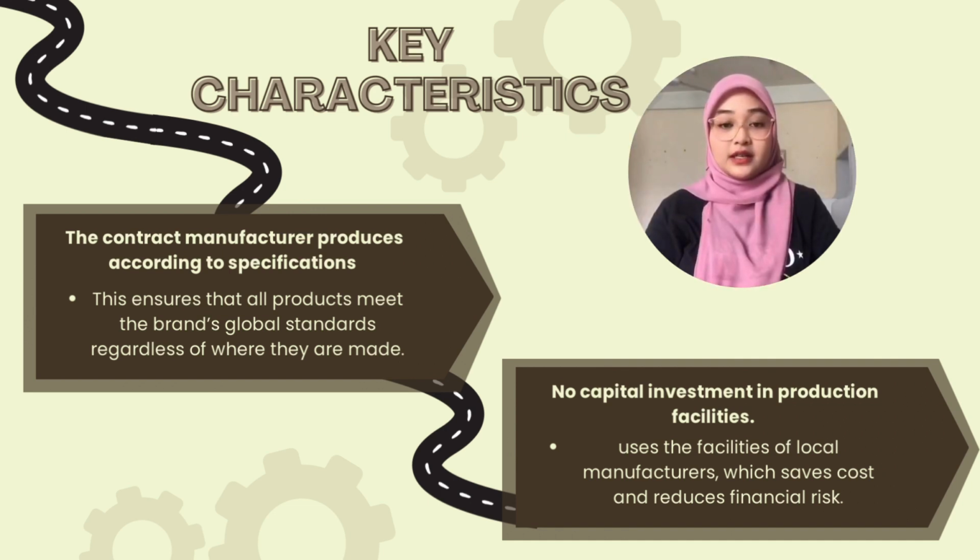Number 5, no capital investment in production facilities. The company does not need to invest in building factories or production plants overseas. Instead, it uses the facilities of local manufacturers, which saves costs and reduces financial risk. For example, Nike and Apple do not own the factories that produce their goods. They rely on independent manufacturers.